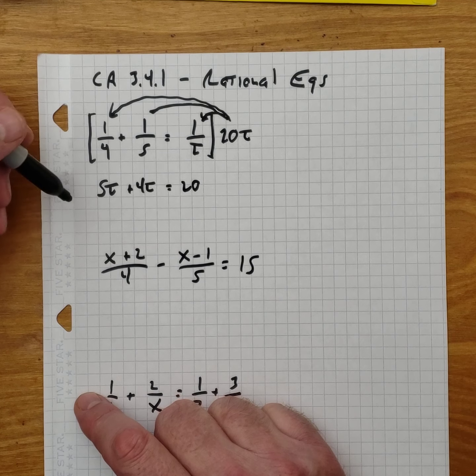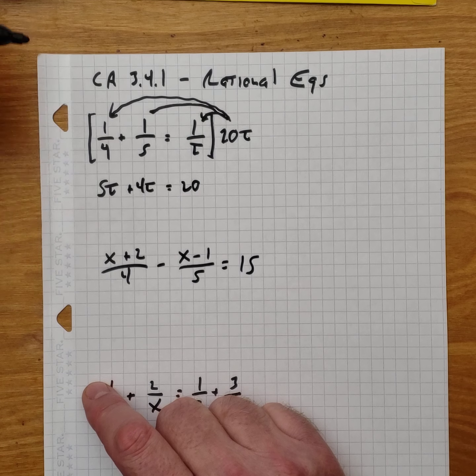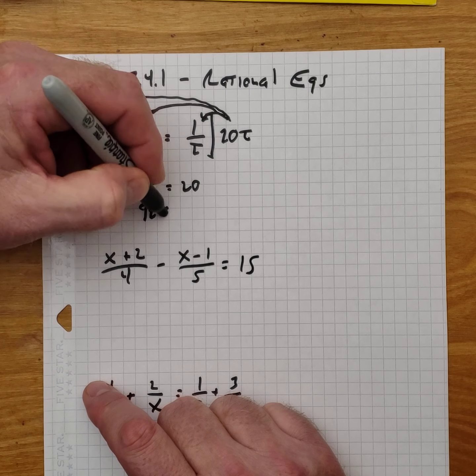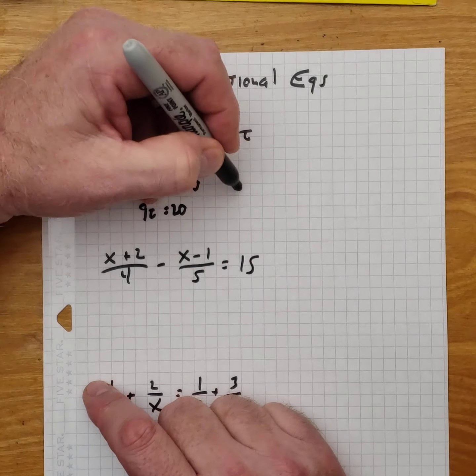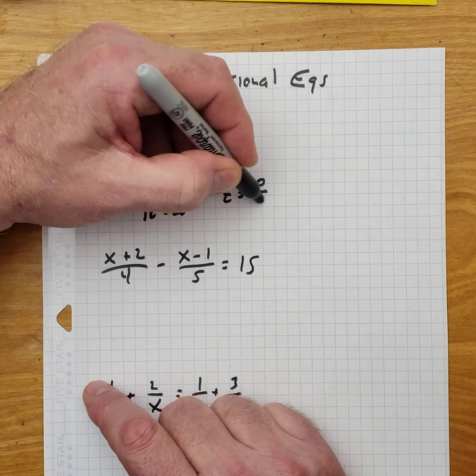Right, now I've got rid of the fractions. This is just a regular old equation. This isn't a rational equation anymore. It's one with whole numbers. Add these together, we get 9t equals 20. Divide both sides by 9, and we get t equals 20 over 9, done.